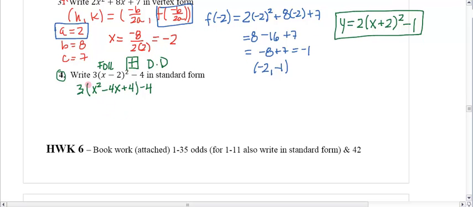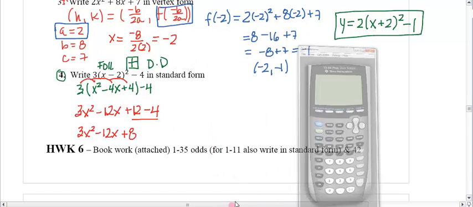Okay, so now that we've got that done, we're going to do this distributive property. So we're going to multiply 3 to all the different parts in here. So we're going to multiply 3 to all 3 terms. So I'm going to get 3x squared minus 12x plus 12. And then there's that -4 we got left over. So now I'm going to combine any like terms, which are just the constant terms here. So I'm going to end up with 3x squared minus 12x, and I'm going to get plus 8. Okay, so now we've got that in standard form.